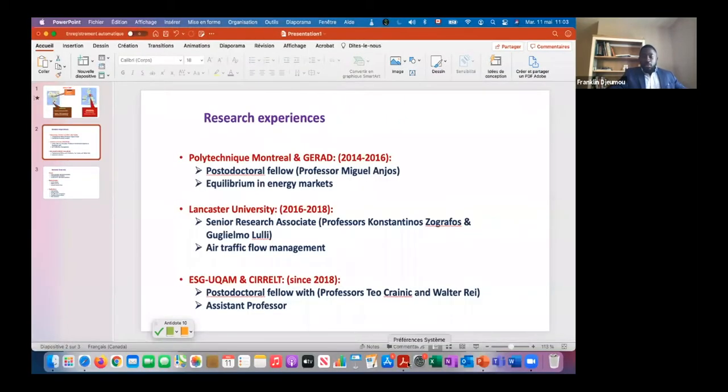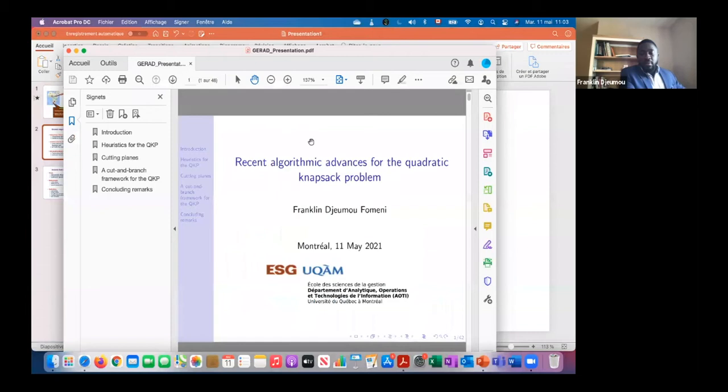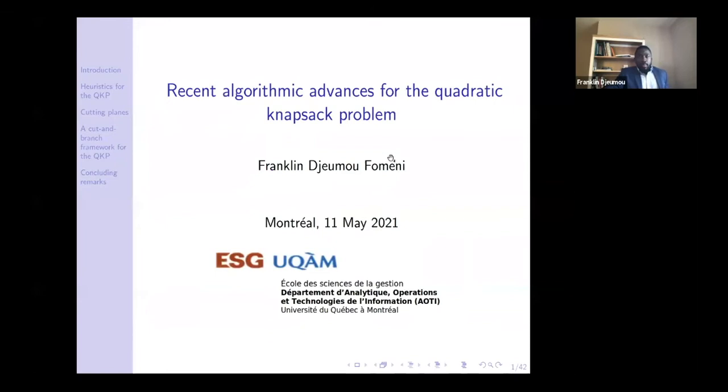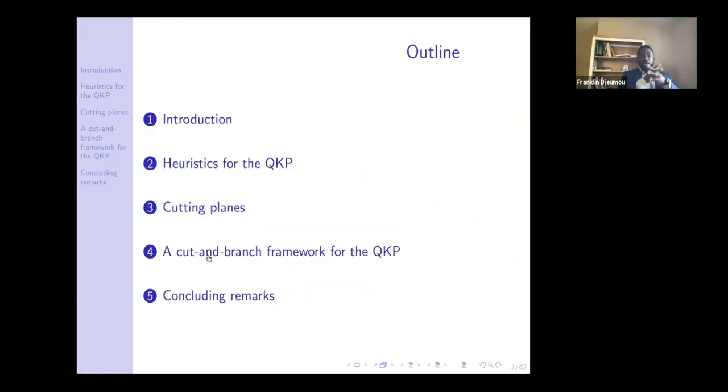So going now into my presentation itself, the research presentation. Okay, so I will be talking today about some recent algorithmic advances for the quadratic knapsack problem. So what is the quadratic knapsack problem? I will start by introducing what the quadratic knapsack problem is, and I will talk about some algorithms that exist for solving this problem. Of course, because it's a difficult combinatorial optimization problem to solve.